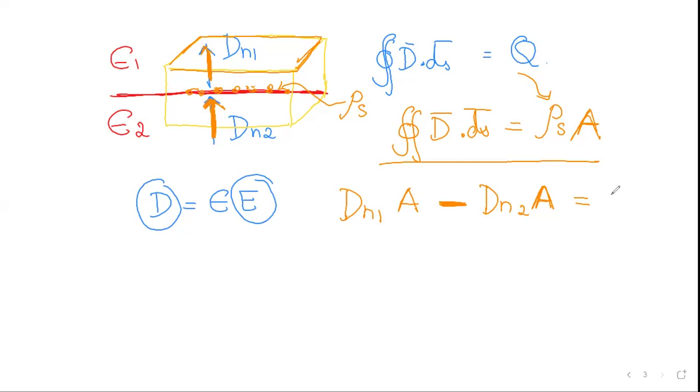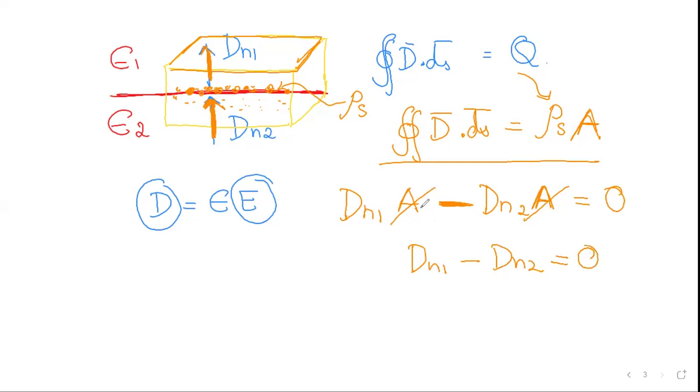Are there free charges at the interface in a dielectric? Free charges are there or what at the interface? Yes or no? So there will be no charges inside the Gaussian surface. Hence, the net flux will be zero. Hence, dN1 minus dN2 will be zero.